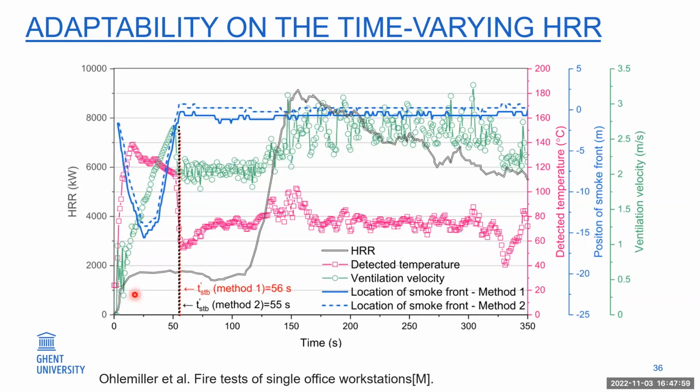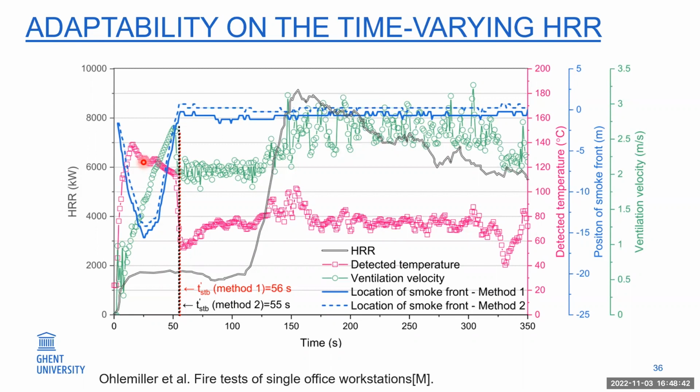The black curve is the heat release rate curve tested by Elhemir in his paper, a fire test of a single office workstation. Under the time-varying heat release rate, you can see this pink curve is the detected temperature evolution. The curve cannot stabilize anymore. It varies at any time. So the green curve, the ventilation velocity, also varies always in the full period.